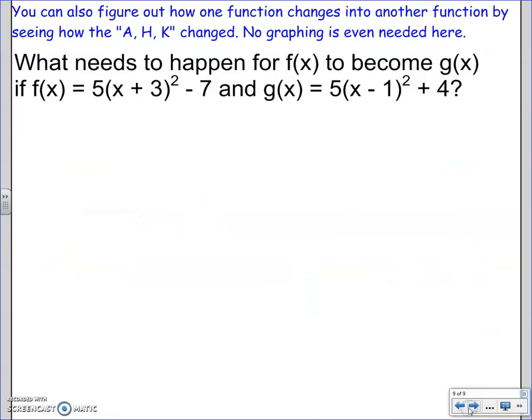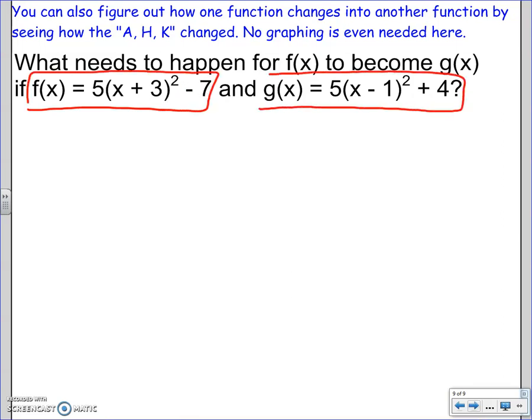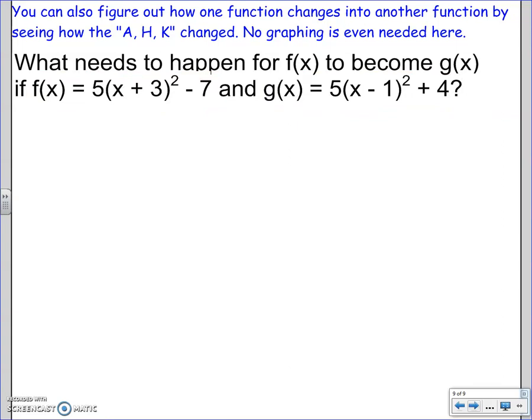All right. Last slide. You can also figure out how one function changes into another function by just seeing how a, h, and k change. No need to even graph here. So we're looking at f of x right here, changing to g of x right here. All right, now we notice both of them are quadratic type. So type's the same. We'll look at the a's. Did the a change from 5 to 5? There's no change. But h, it went from +3 to -1. So how do you go from 3 to -1? You have to subtract 4. So for h, we had to subtract 4.